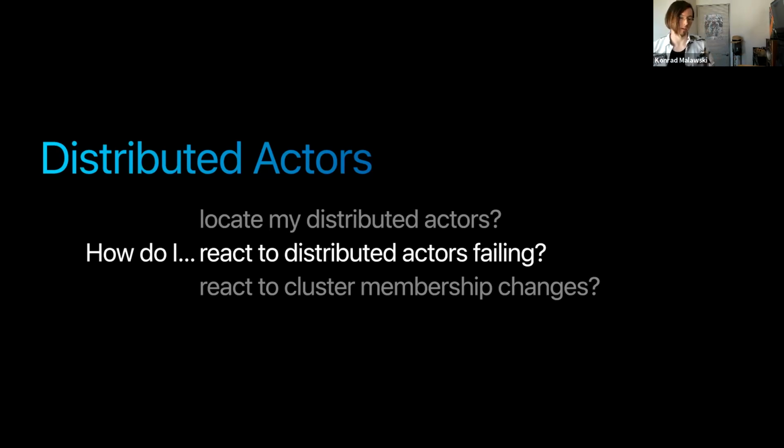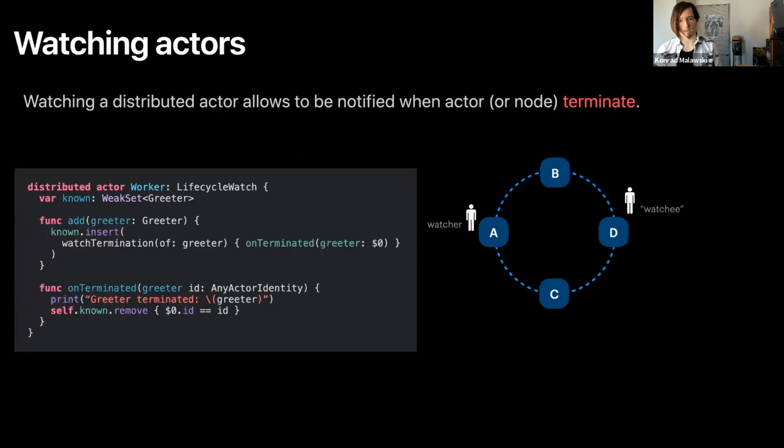So the other thing is, obviously, if you find actors, a big piece of distribution is that everything fails all the time. So how do you react to that? Again, we provide this as an abstraction where you only have to think about actors, right? So you have your worker and you want to watch the greeter, and whenever a greeter terminates, you want to basically remove it from this set, right? Simple logic. You can imagine a worker pool or something like that.